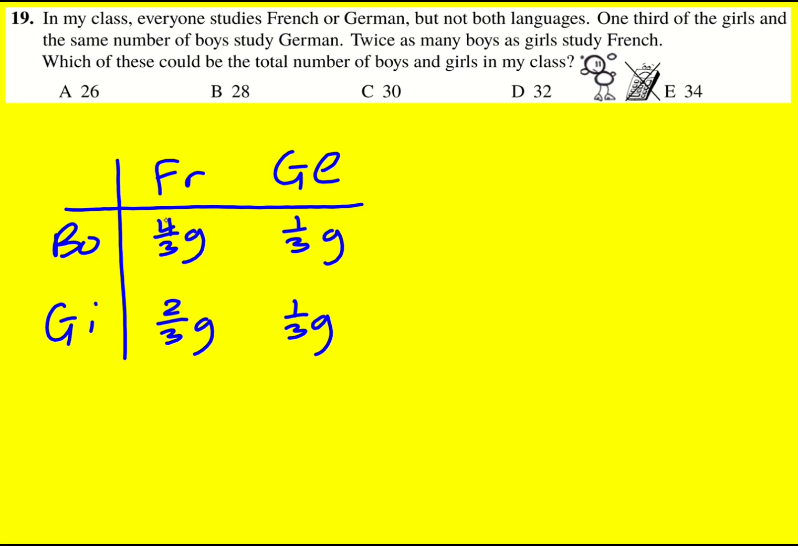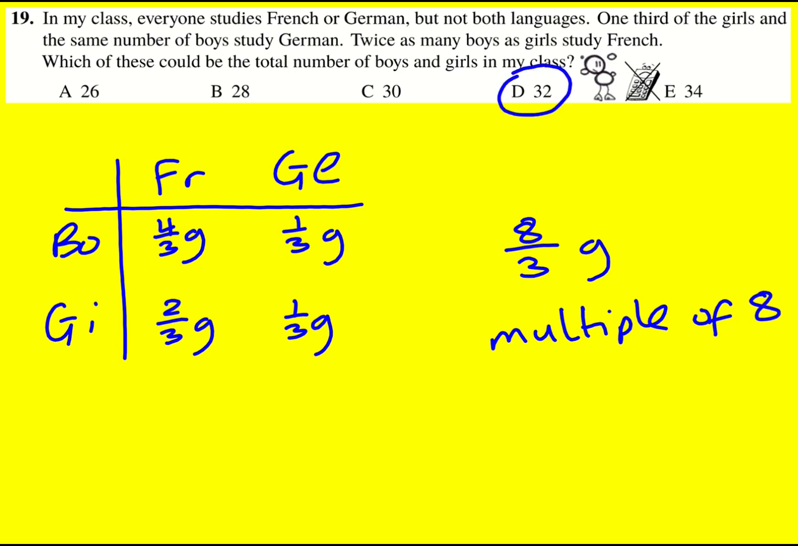And therefore we can just add these up to get the total number of boys and girls. 5/3 here, 3/3 here. In total, there's 8/3 times the number of girls. So which of these could be the total number of boys and girls in my class? Well, it's got to be a multiple of 8. In fact, there's only one multiple of 8 here, and that is D.